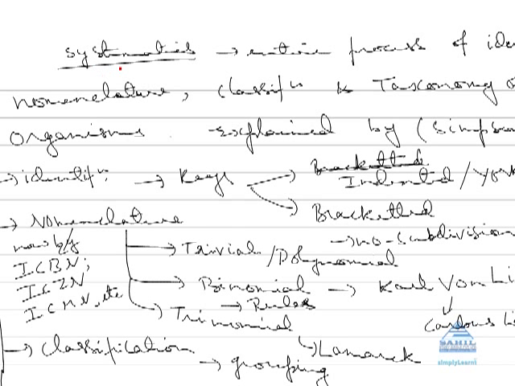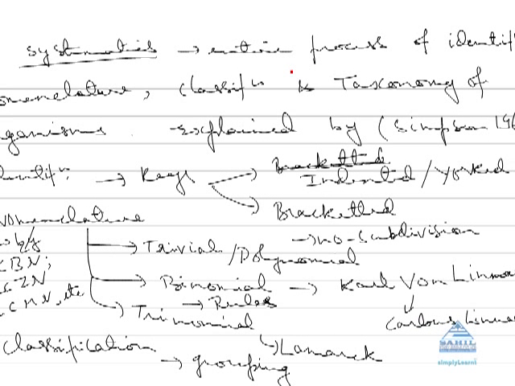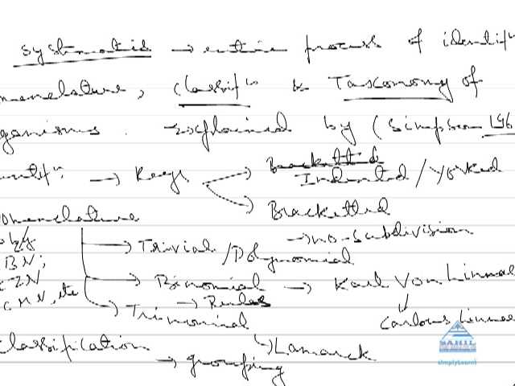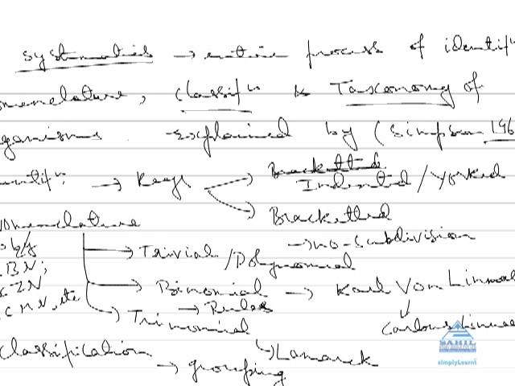Now friends, coming to systematics. So what is systematics? It is the entire process of identification, nomenclature, classification and taxonomy of organisms. This was actually explained by Simpson in 1961. Previously we were using classification, taxonomy and systematics as synonyms, but he ultimately explained to us that there is a difference between all these three terms. Systematics is the entire process which includes all of them.